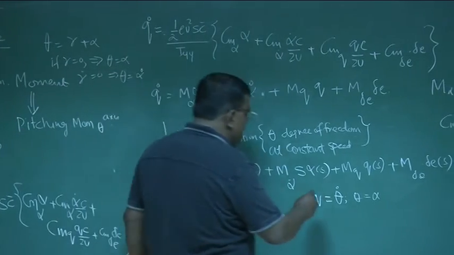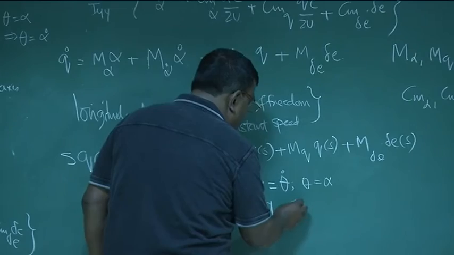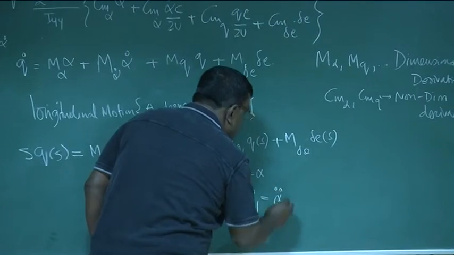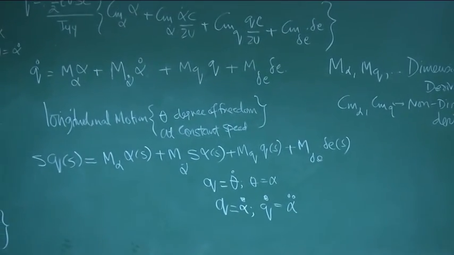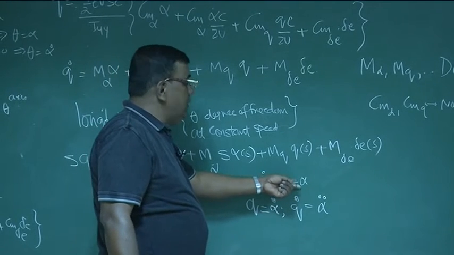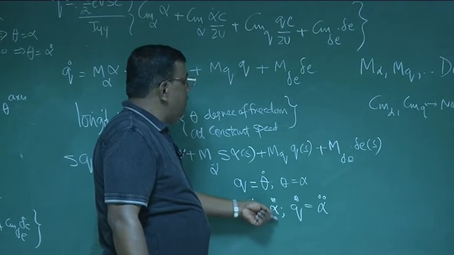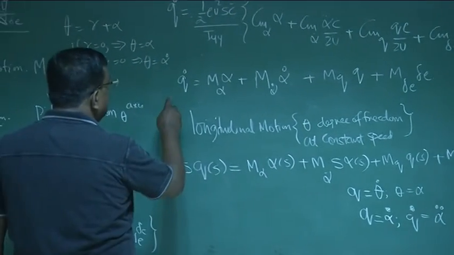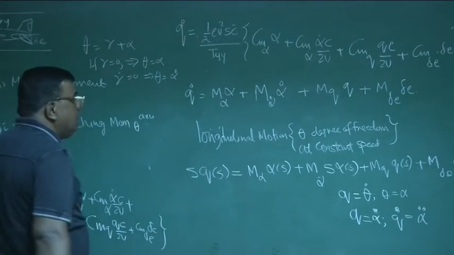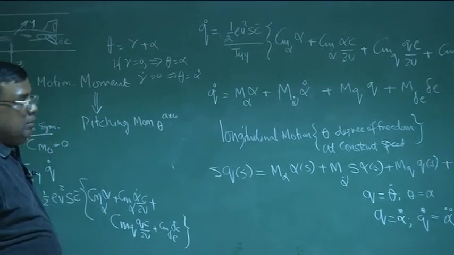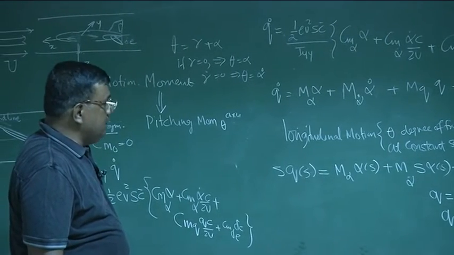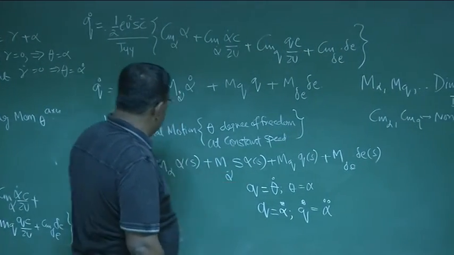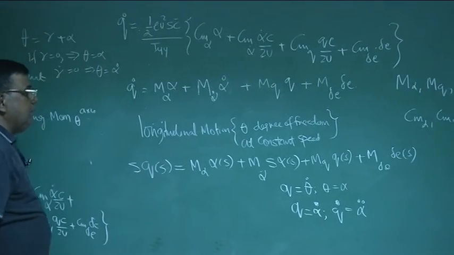Now from this relationship I can write Q equals alpha dot and Q dot equals alpha double dot. I repeat, since theta equals alpha and Q is theta dot, Q equals alpha dot and Q dot equals alpha double dot. Why do we want Q dot? Because you could see here, Q dot was there. If I substituted alpha double dot, we would have got S square alpha S. Anyway, there are many ways of doing it, but you should be clear about this understanding. Now I will write the whole equation in terms of alpha S.